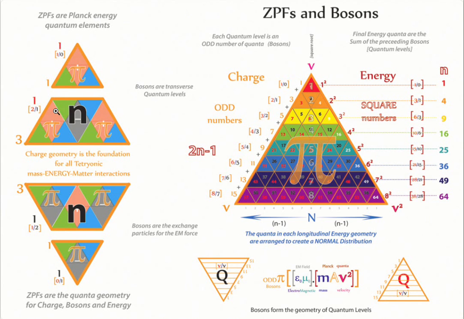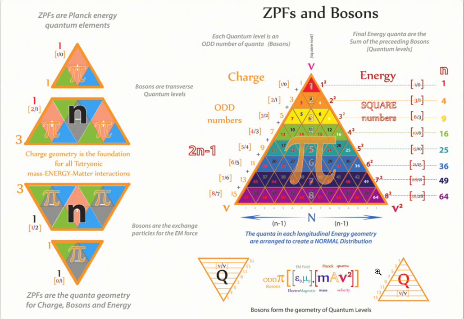They combine sequentially. 1 plus 3 gives 4, 4 plus 5 gives 9, 9 plus 7 gives 16, 16 plus 9 gives 25, and so on, to create squared numbered scalar energies. So electromagnetic charge bosons create square scalar energies, and if you measure that per unit of time, you get square energy masses or mass energies.